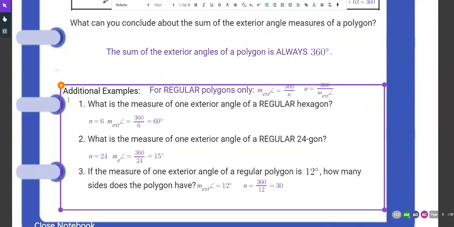So that's the basic intro to polygons. Up next, we will be talking about two kinds of quadrilaterals.